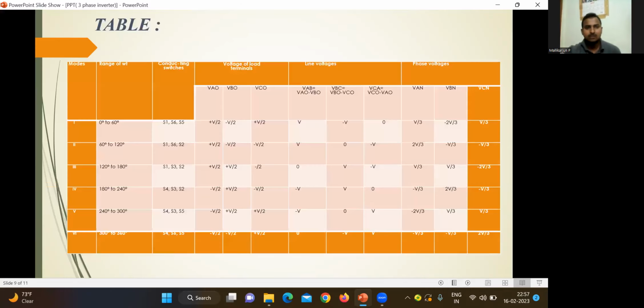In mode 3, similarly, from 120 degrees to 180 degrees, S1, S3 and S2 operate. S1 and S3 are the positive group thyristors, meaning A and B. S2 is the negative group, that is C. S1 means phase A, S3 means phase B. Both have the same positive values because they are the positive group. S2 is the negative group thyristor, the lower part, so we got minus 2V by 3.